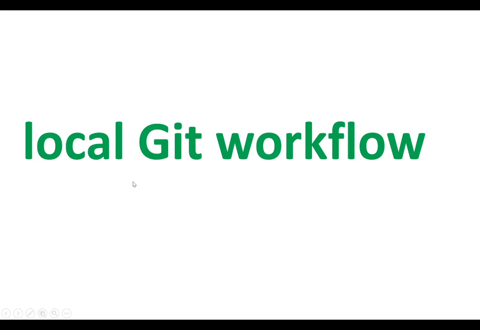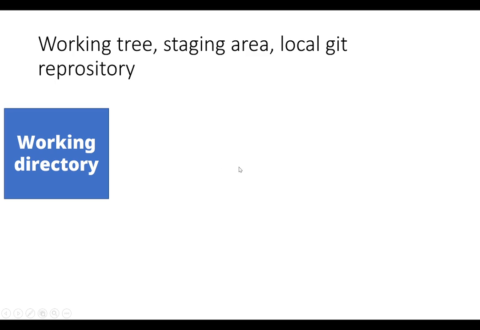Now we'll talk about how to work locally with Git. To work on your machine, you should create a local repository. Your local repository should be a working directory on your machine. You put all the files in this directory, and you modify a file or add new files to the directory.